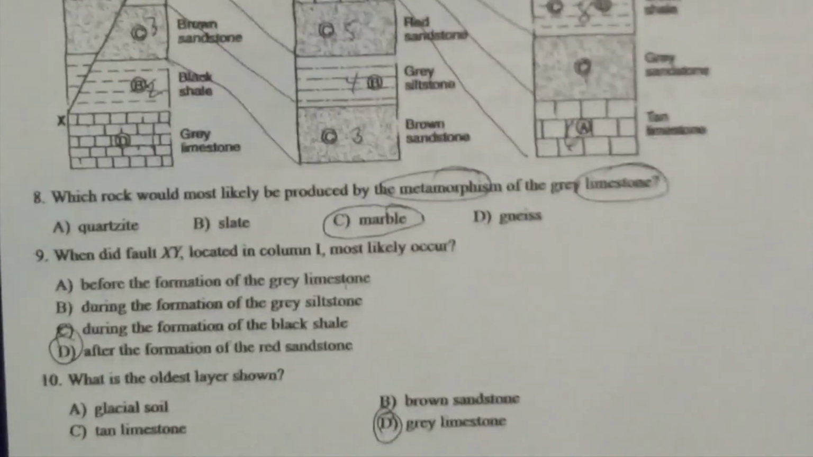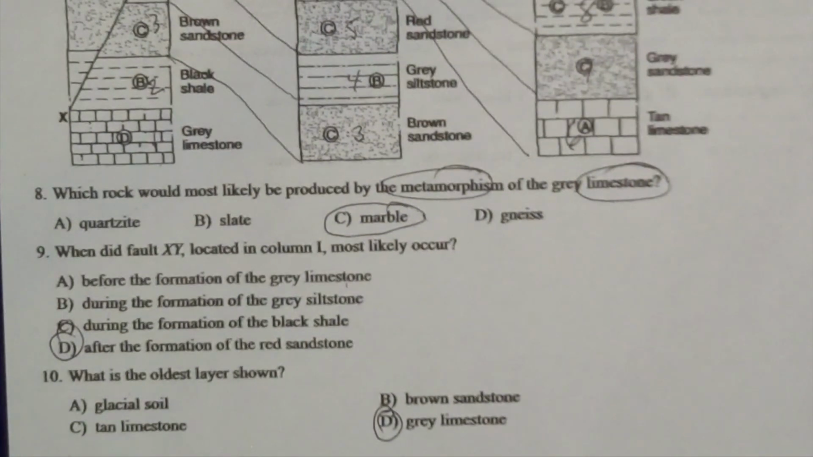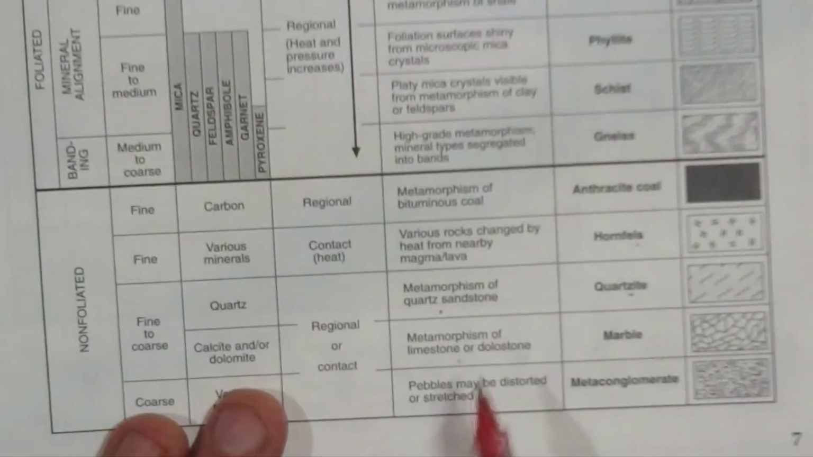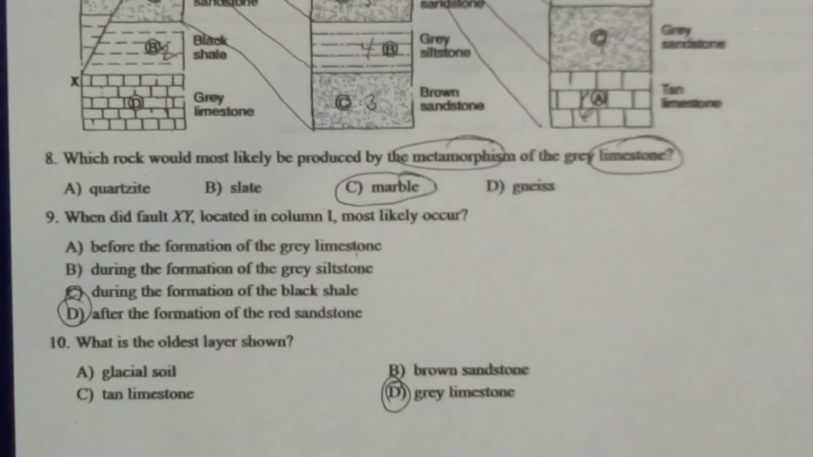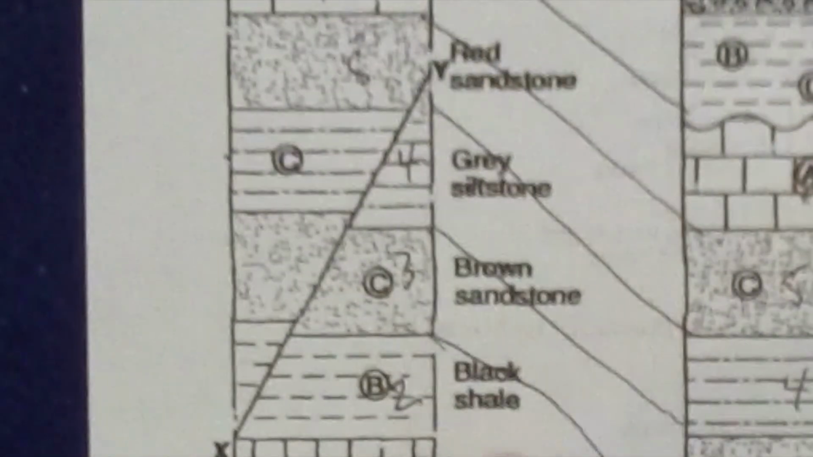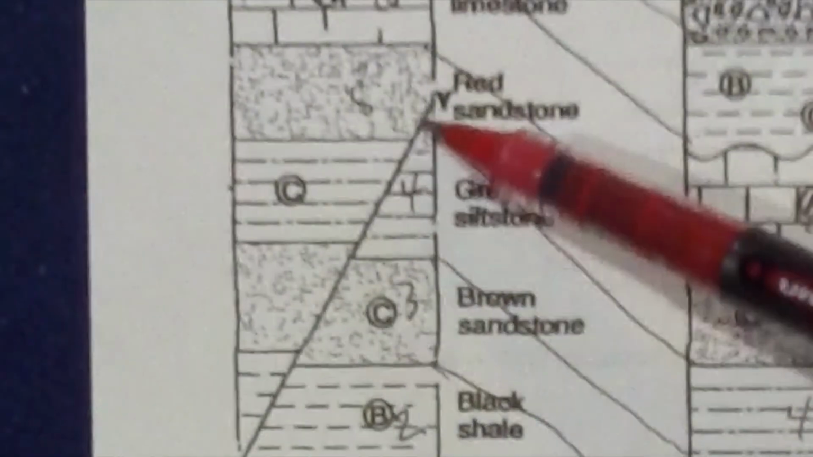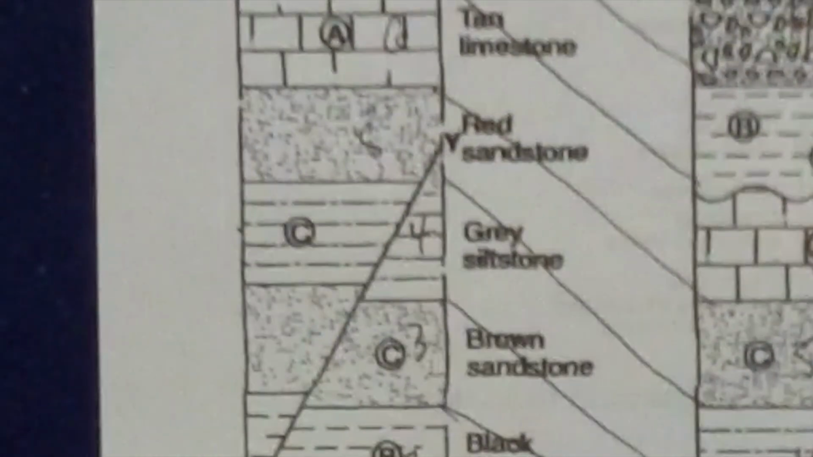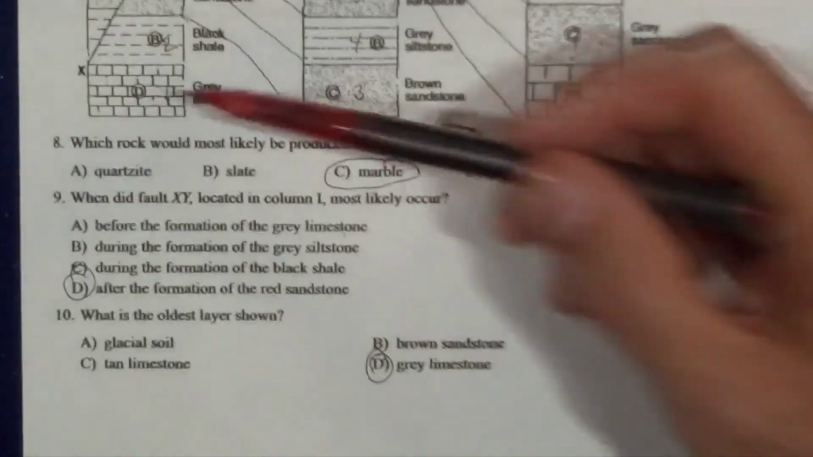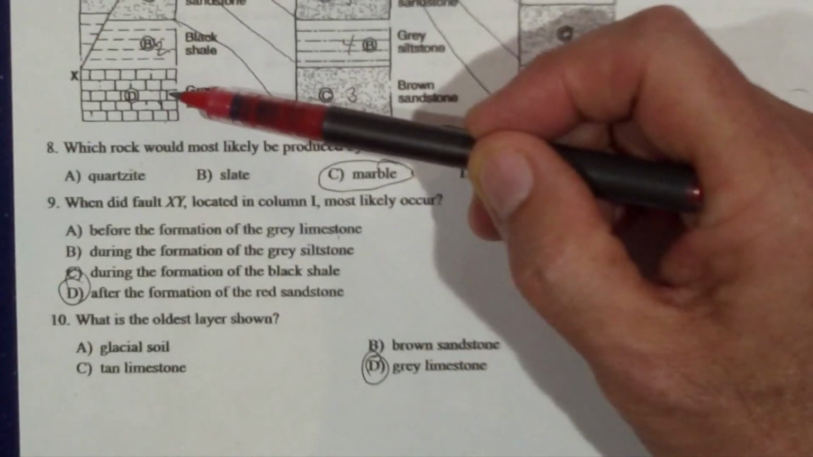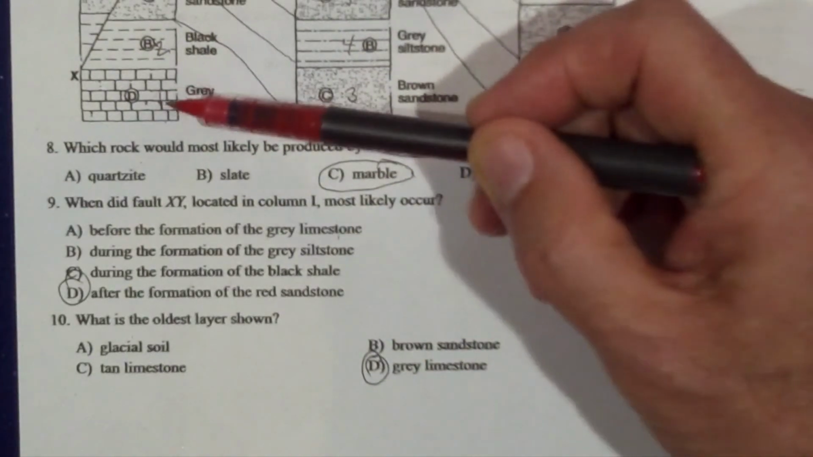Which rock would most likely be produced by the metamorphism of limestone? Limestone specifically turns into marble. Number 9, when did fault XY located in column 1 most likely occur? Definitely after the formation of the red sandstone, because you see that it actually cuts through that red sandstone right there. And which is the oldest layer? To do that, I used my numbering, and the lowest number I have is the gray limestone right over here.